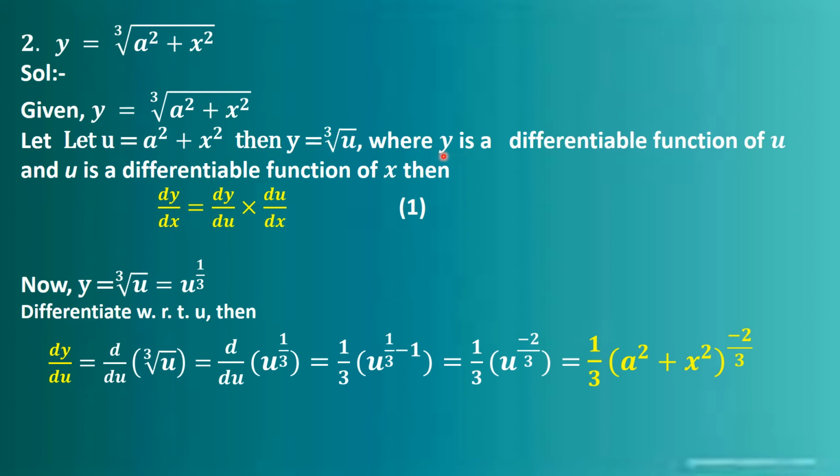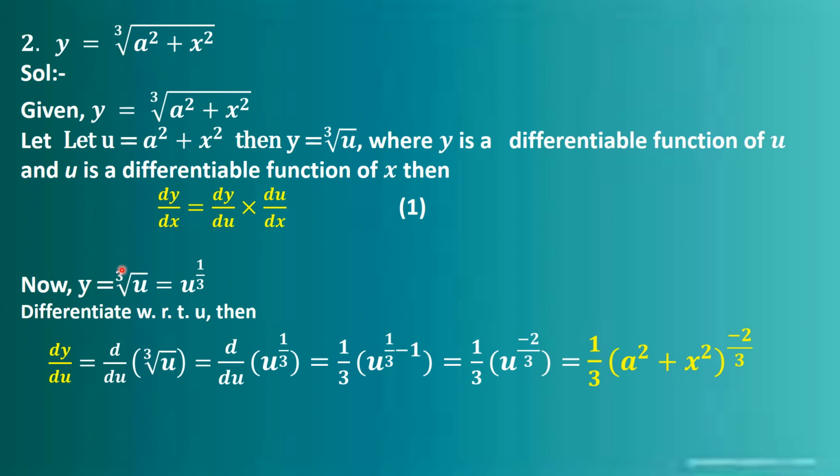Now y is a differentiable function of u and u is a differentiable function of x, because a square plus x square we can differentiate. So we can say that y is a differentiable function of u and u again is a differentiable function of x. Then we can write dy by dx by chain rule as dy by du into du by dx. Okay. Now y is equal to cube root of u.